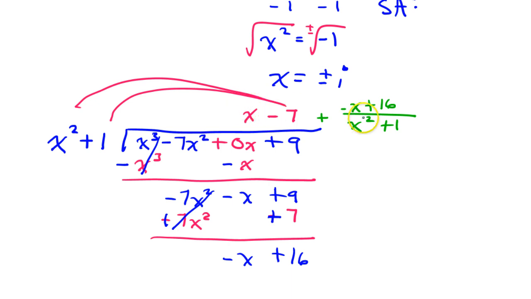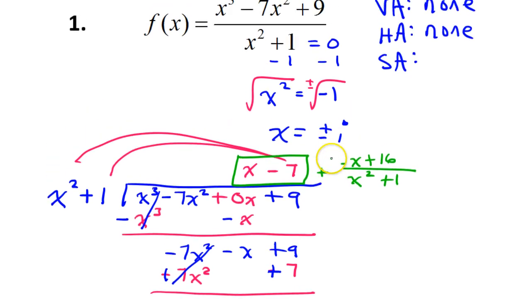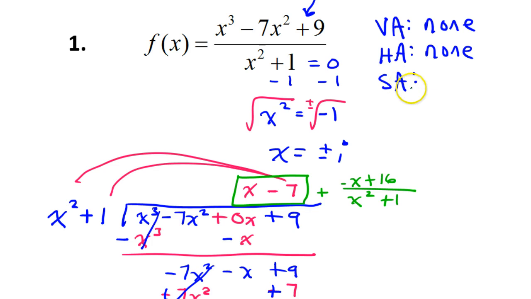But only this part is going to be giving me the slant asymptote. Now the slant asymptote is a line. Think y equals mx plus b. So the slant asymptote is going to be the line y equals x minus 7. Okay, so there are no holes, which we'll find out later. So we have found there was no vertical asymptote, there was no horizontal asymptote, there was just a slant asymptote, which is this particular line.